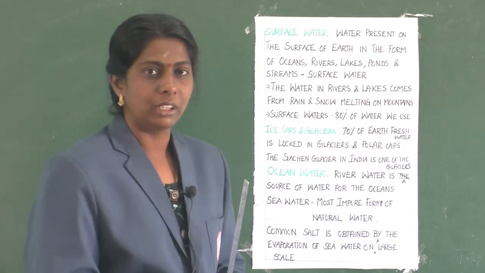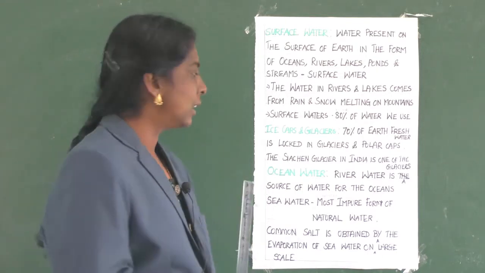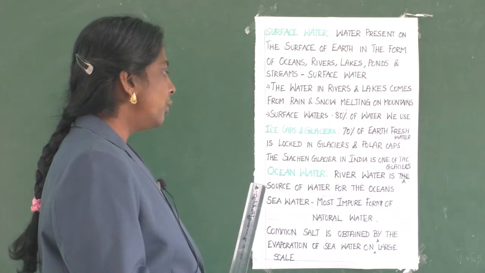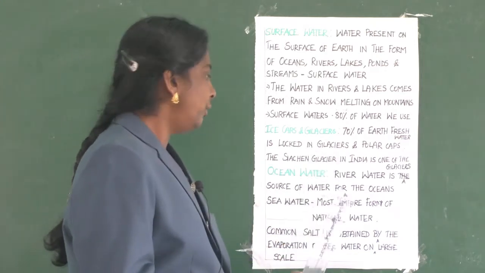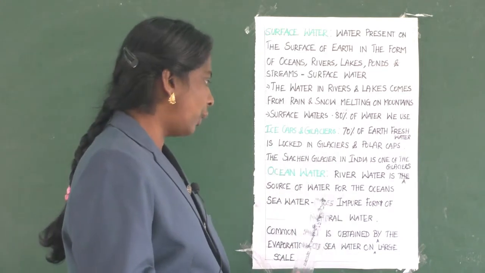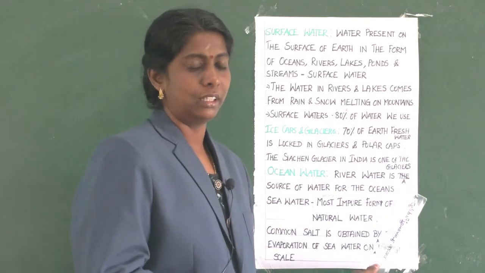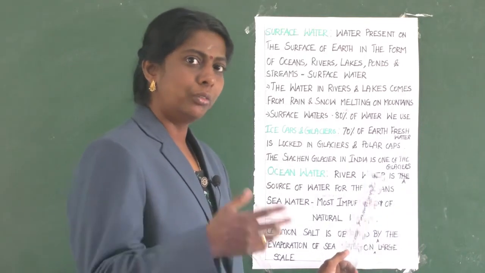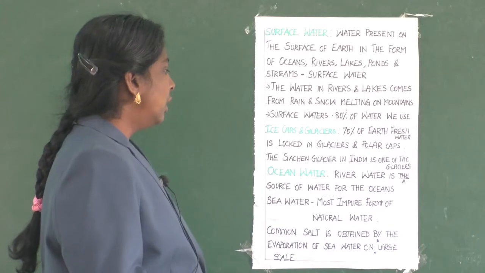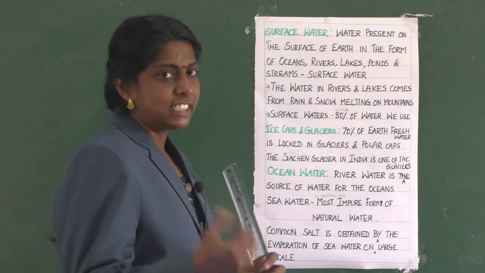Next thing is about ocean water. The next source of water is ocean water. So where do we get this ocean water? River water is the source of water for the oceans. So the main thing is seawater.